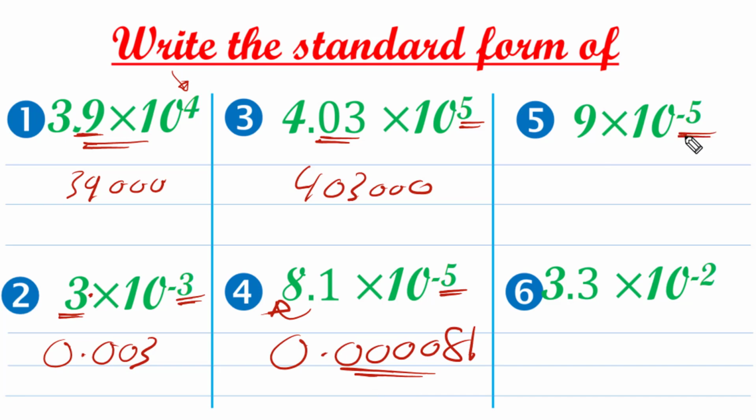Next, the power is negative. Negative what? Negative 5. So you have to insert 4 zeros. 1, 2, 3, 4, 9. We have 5 decimal places.